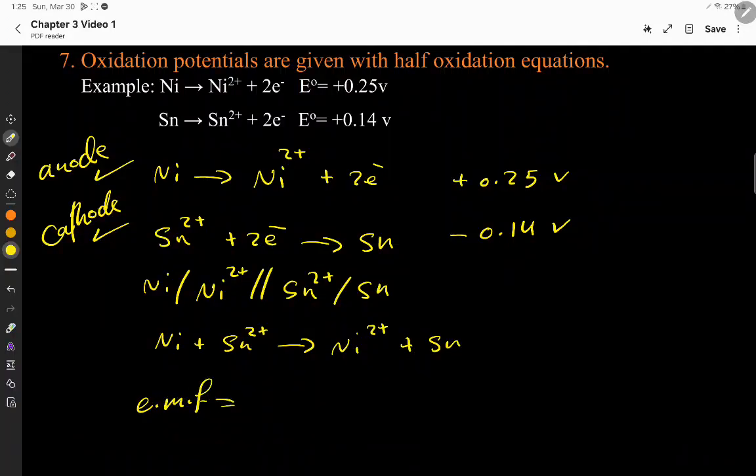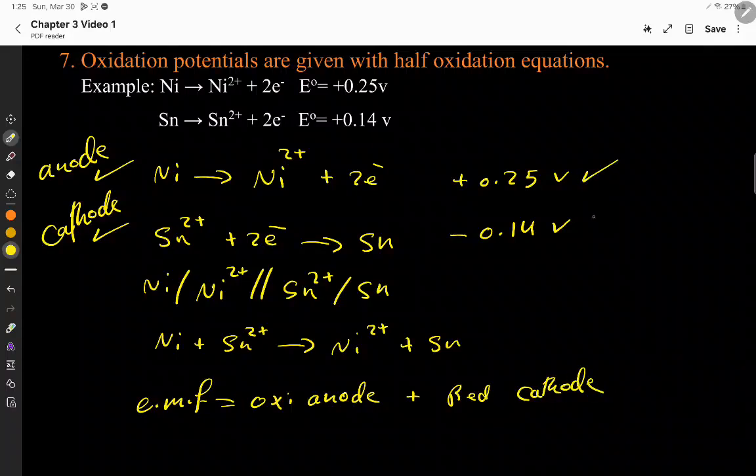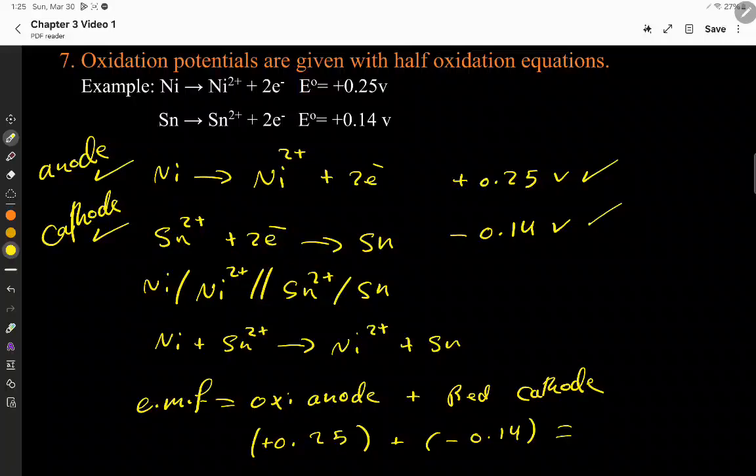Electromotive force, oxidation of anode plus reduction of cathode, because we have one oxidation, one reduction, so it's going to be 0.25 plus negative 0.14, that equals positive 0.11 volt. So the reaction is spontaneous, it is a galvanic cell, and everything is clear.